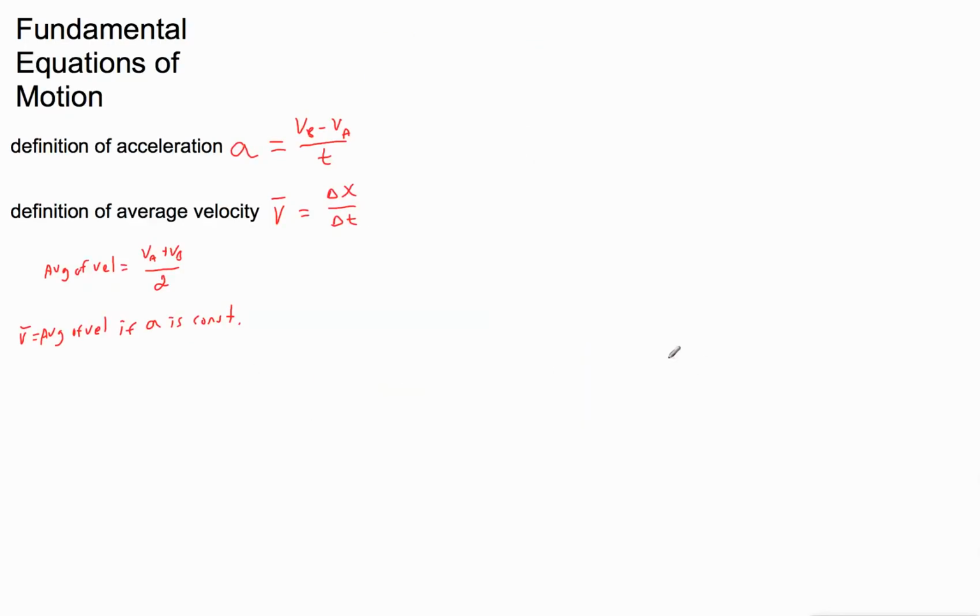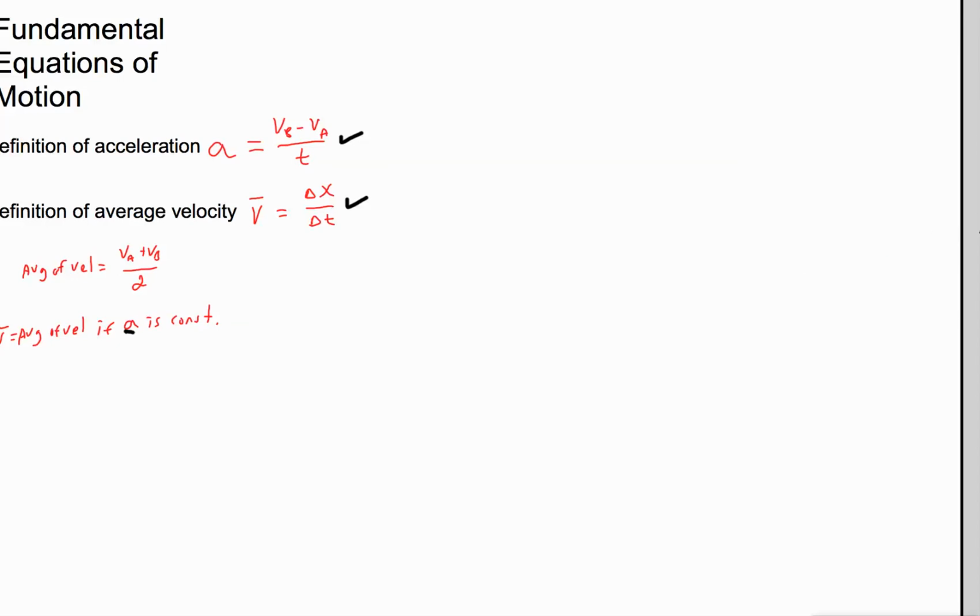All right, so we're going to start with some simple equations that we already know from physics class, some fundamental equations. Fundamental means the most basic. These are ones that have been found through experiment or by definition. And so the two that we're going to start with here are the definition of acceleration and the definition of average velocity. I'll also remind you that the average of the velocities is the average velocity if the acceleration is a constant.